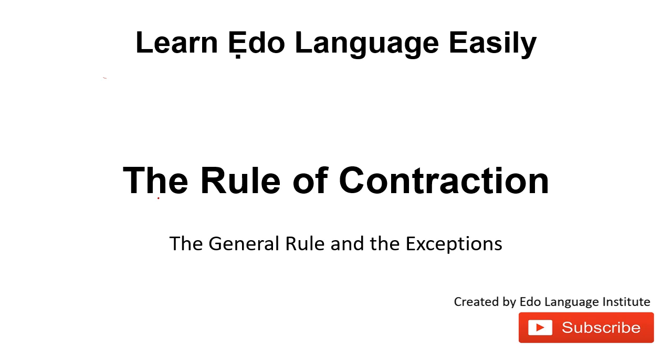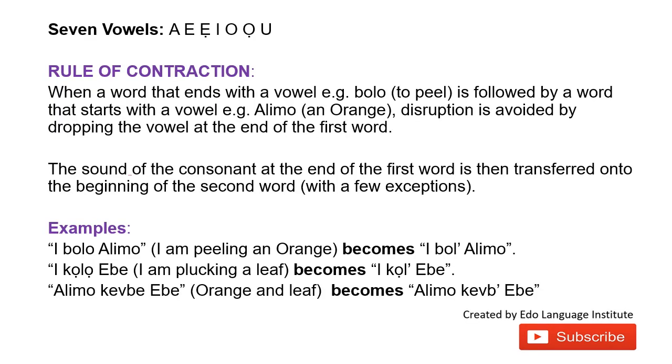Today's lecture is about the rule of contraction. More specifically, we're looking at the exceptions to the rule: when the rule applies and the other cases when it doesn't apply. So let's continue. When it comes to the rule of contraction, we're looking at the vowels in the Edo language, not the consonants. That's why you have the 7 vowels up here.